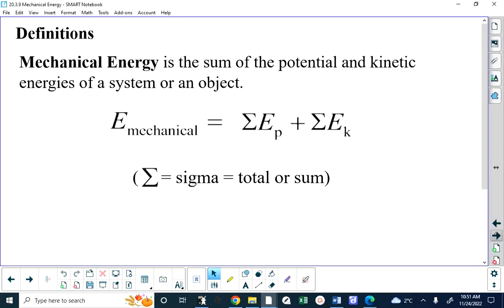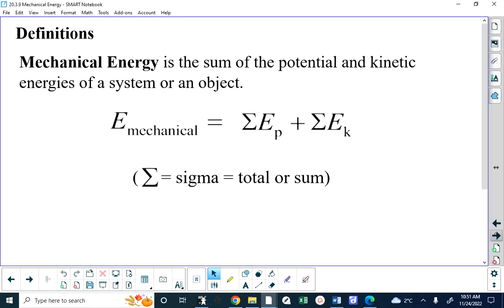Are you with me? I don't want anybody to think that because I'm saying mechanical energy is the sum of those energies, the mechanical energy will be this potential energy at the highest point plus this kinetic energy at the lowest point. That's not it. The mechanical energy is this potential energy at the highest point, period. Or the mechanical energy is this kinetic energy at the lowest point, or the mechanical energy is a sum of the two at any other point.